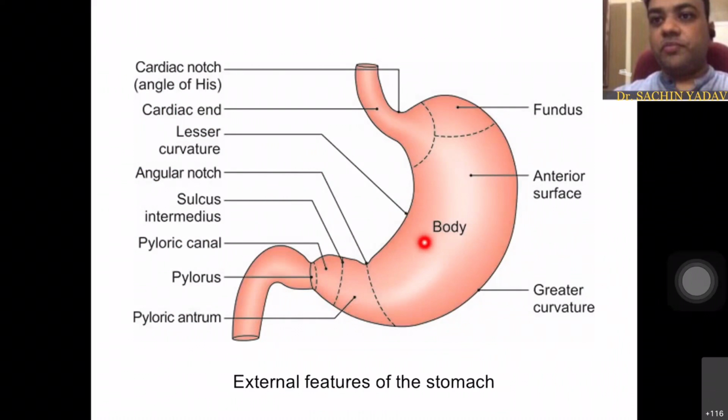How will you divide it into the main body part and the pyloric part? There is the lesser curvature. This is the lesser curvature.